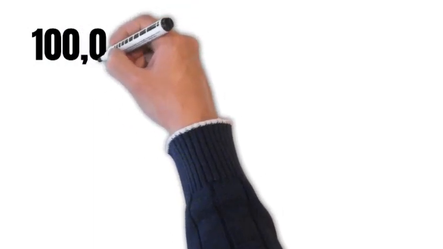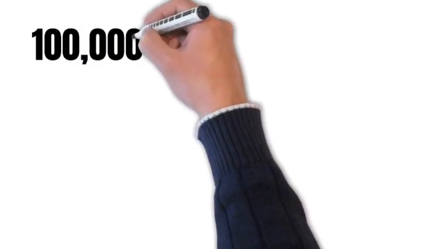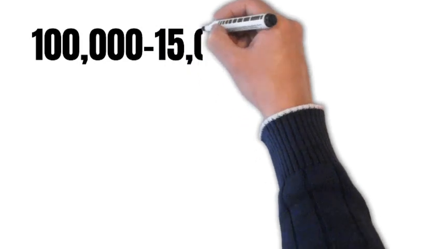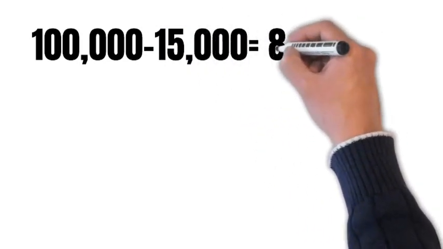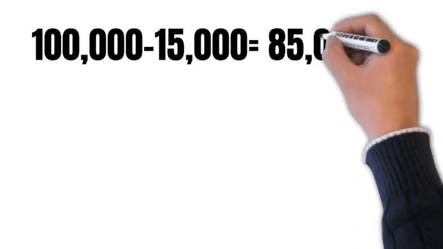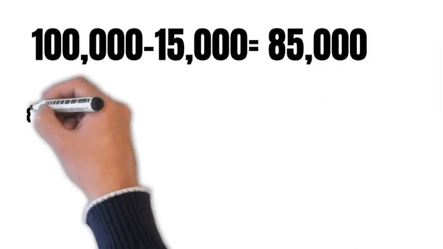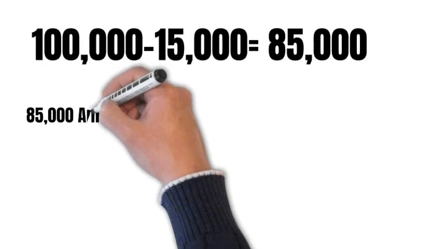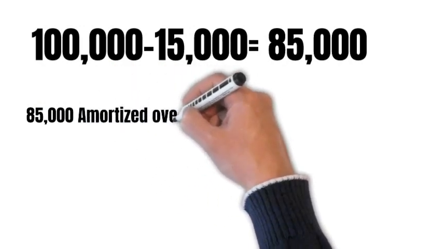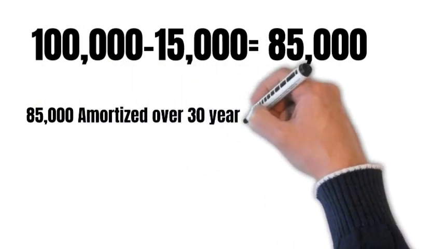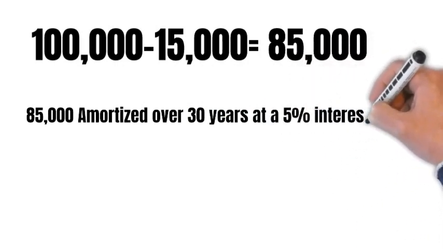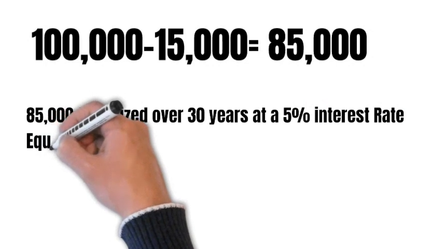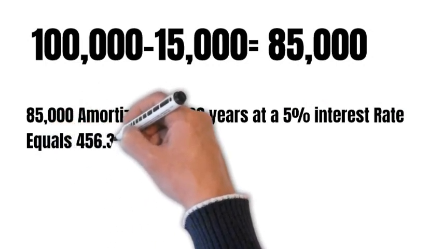Now that we know what we're going to have to pay in order to acquire this property, let's look at the monthly payments that we're going to have to be making. So we're going to be financing the $100,000 minus the $15,000 down payment, which equals $85,000. We punch that into an amortization calculator, and at a 5% interest rate on a 30-year amortization, we're looking at a payment of $456.30.